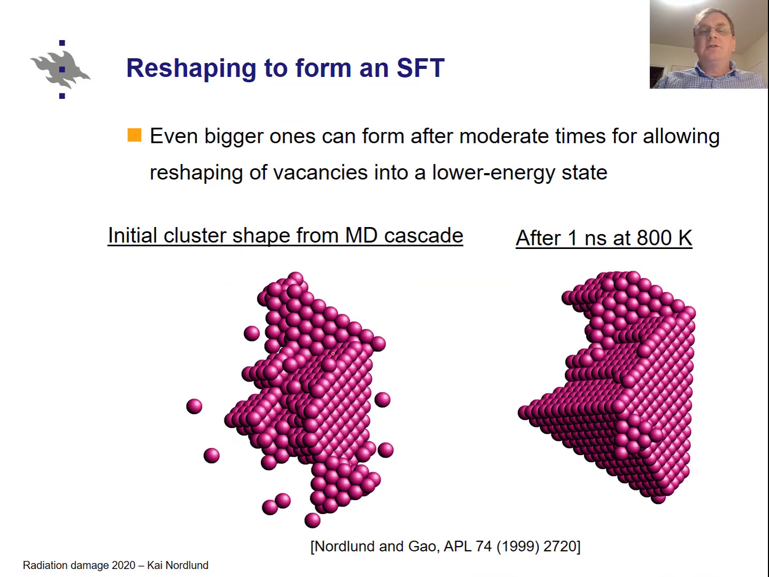And in bigger ones, quite often you get something which resembles an SFT but has a complicated structure. But then after an annealing, for instance, in this case 1 nanosecond annealing at 800 Kelvin, the vacancy cluster is indeed reorganized into an almost perfect stacking fault tetrahedron. In a TEM experiment, this kind of thing will probably look like an SFT with a slight disorder on one side.